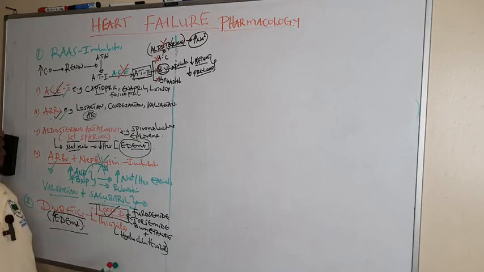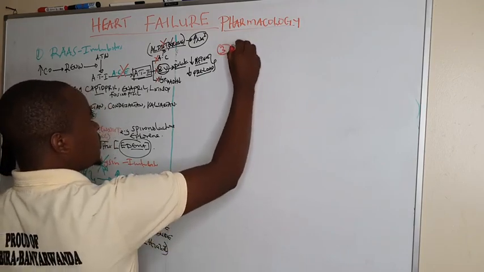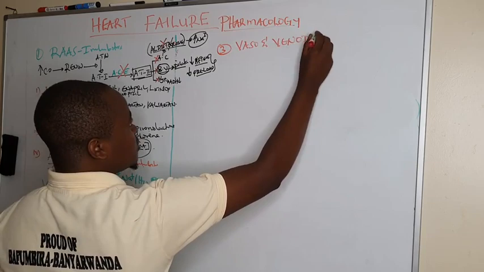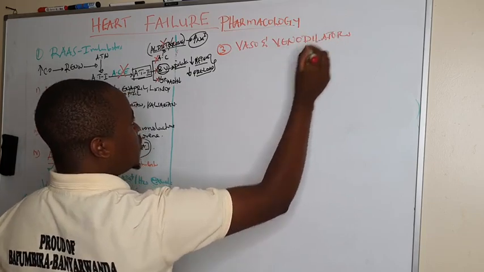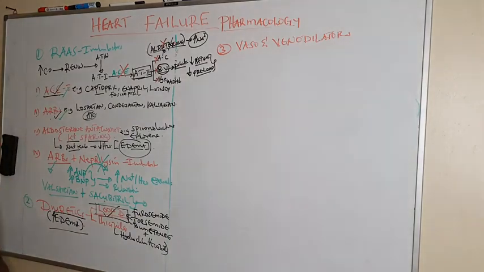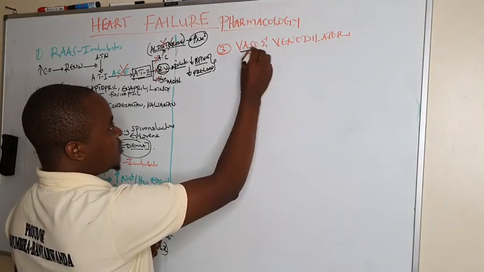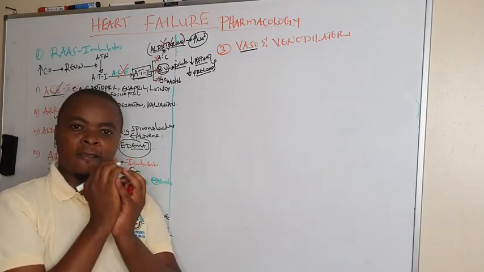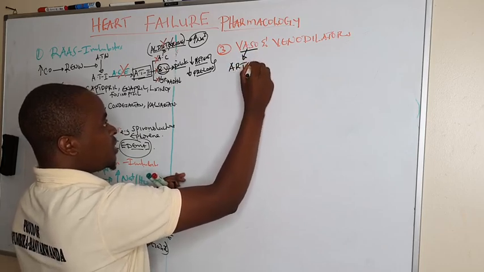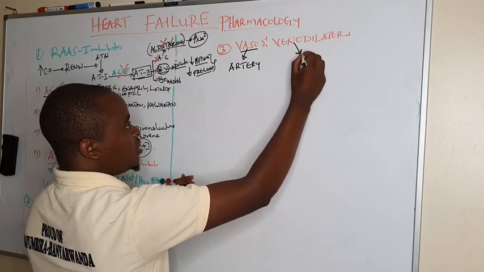Then the third class we can talk about in this session is vasodilators and venodilators. So vasodilators and venodilators are also drugs of choice we can use in treatment of heart failure. And how is it done? These drugs target the arteries. The vasodilators cause arterial dilatation, whereas the venodilators lead to dilatation of veins.